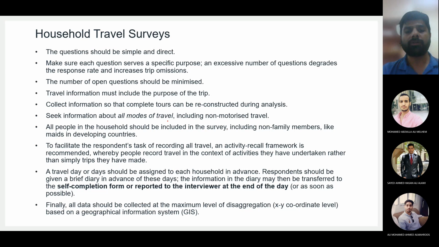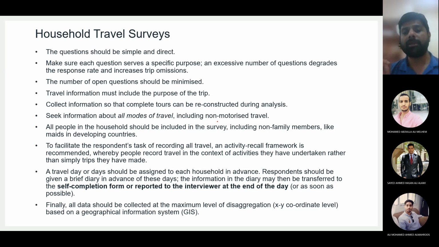Include all modes of travel, including non-motorized modes. Okay, walking, bicycles, these are non-motorized. Motorized is everything else. Non-motorized is bicycles and walking. Usually walking trips are neglected. You shouldn't do that. Even if you took some trips by walking, they should be part of your survey.